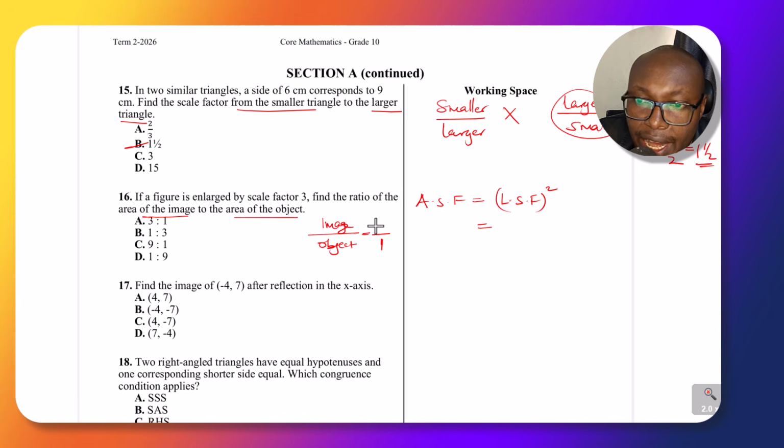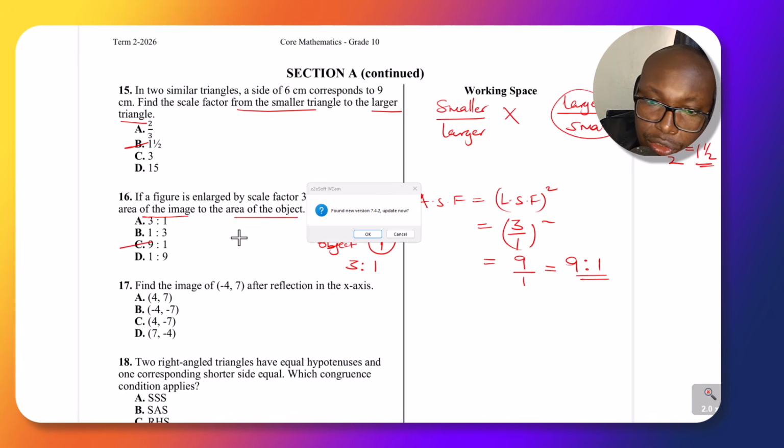Since we assume that the original object was 1, when it was enlarged by 3, you multiply that by 3, you get 3. So this gives us the linear scale factor, which is 3:1. The image, of course, will be bigger, it will be 3, the object will be 1. Then you need to square these. When you square these, you'll get 9/1, and when you write it in ratio form, you'll get 9:1. And that is solution C.